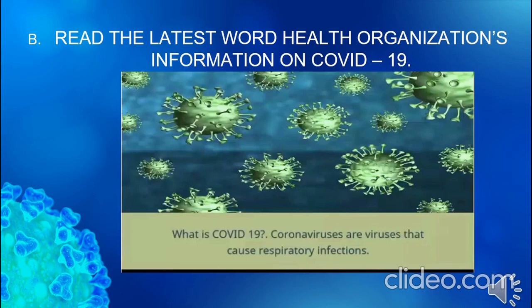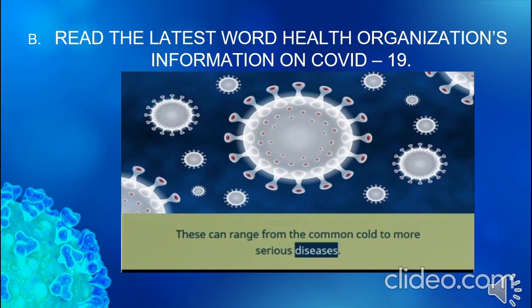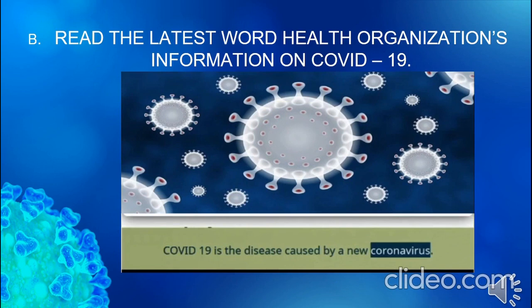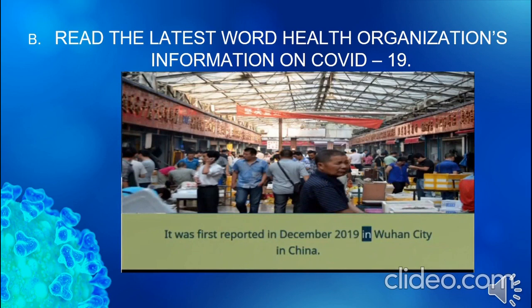B. Read the latest World Health Organization information on COVID-19. What is COVID-19? Coronaviruses are viruses that cause respiratory infections. They can range from the common cold to more serious diseases. COVID-19 is the disease caused by a new coronavirus. It was first reported in December 2019 in Wuhan City in China.